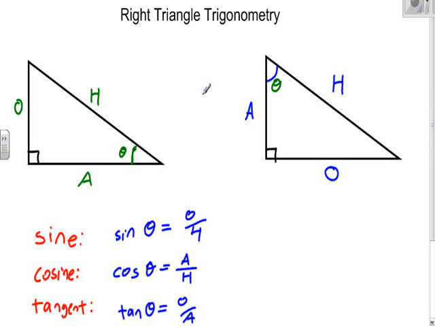Now a common way to remember these ratios is SOHCAHTOA, which is just a mnemonic to help you remember that sine is opposite over hypotenuse, cosine is adjacent over hypotenuse, and tangent is opposite over adjacent.